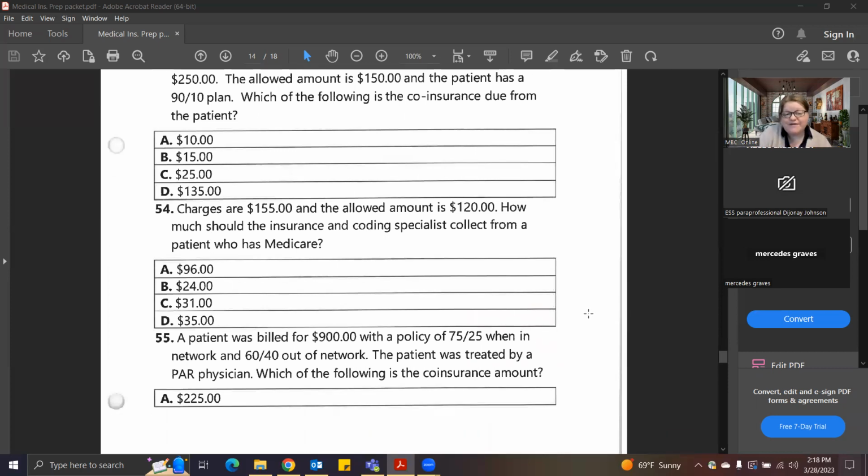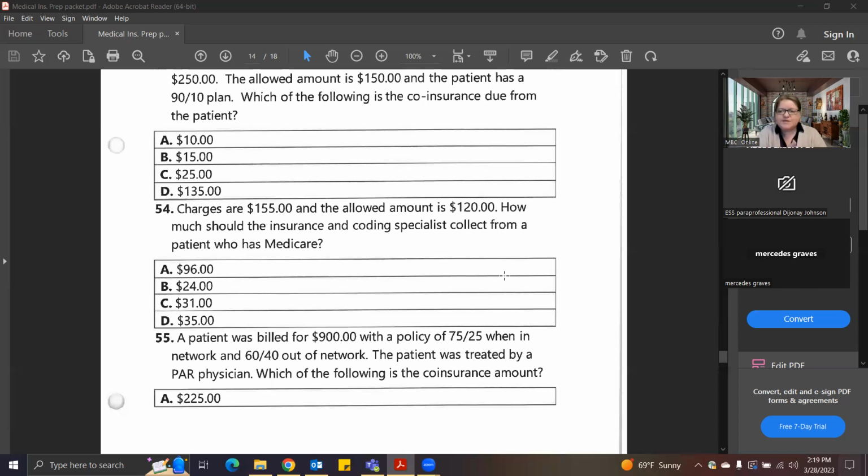Number 54. Charges are $155 and the allowed amount is $120. How much should the insurance and coding specialist collect from a patient who has Medicare? A, $96, B, $24, C, $31, or D, $35? I will say 35. It's actually 24.